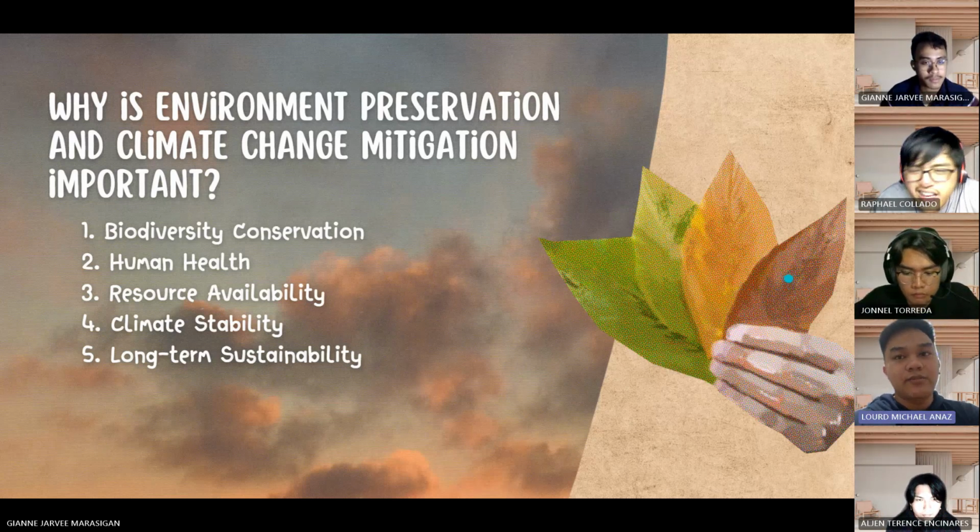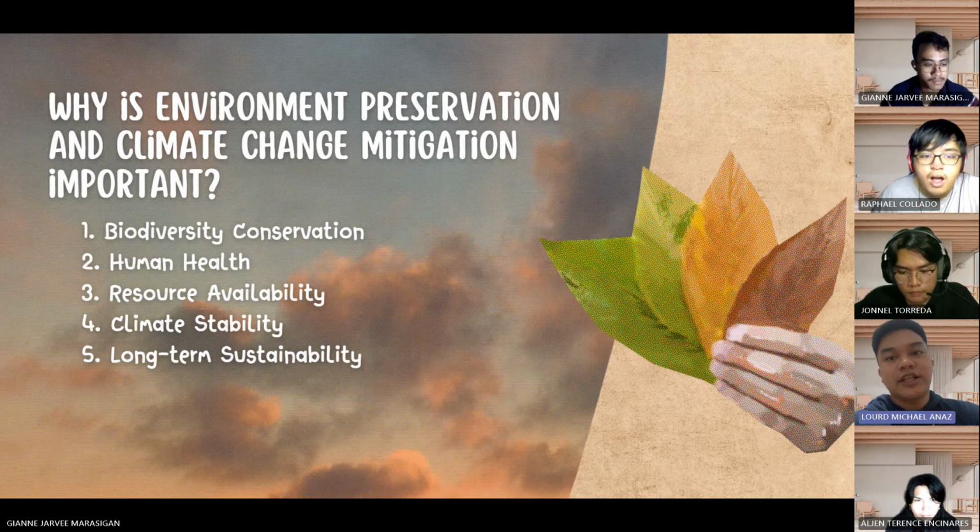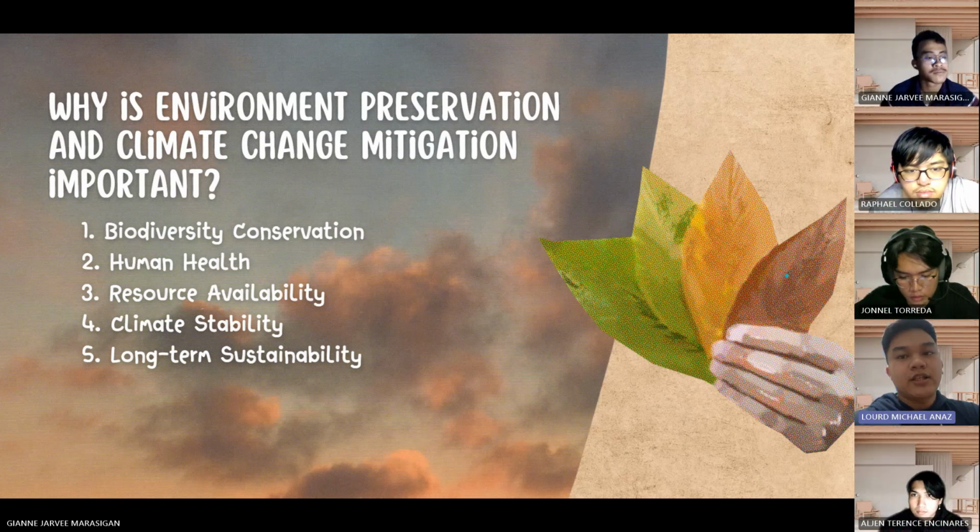Third, resource availability. Environmental preservation ensures the sustainability of clean air, water, and soil for current and future generations. Fourth, climate stability. Mitigating climate change is crucial for maintaining stable and predictable weather patterns. Unexpected miscalculations of current sea levels and weather patterns could bring potential human casualties and severe damage to other people.